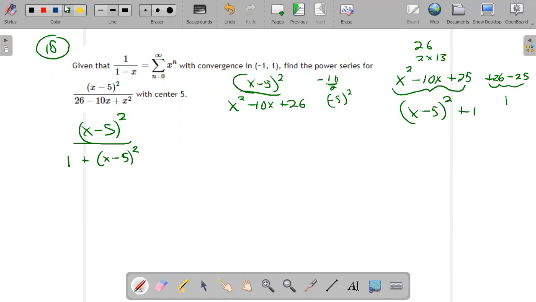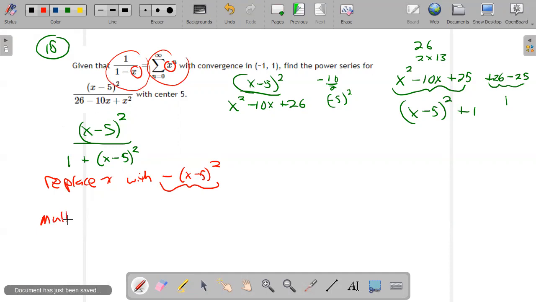All right, so what are the differences here? I have a plus here, I have a minus there. So I'm going to do 2 things. I'm going to replace the x up here with a negative parentheses x minus 5 squared. So that's going to get replaced here and here. And then to deal with the numerator, I'm just going to multiply that up on both sides of this. And that will morph this original one into this new one that I have here.